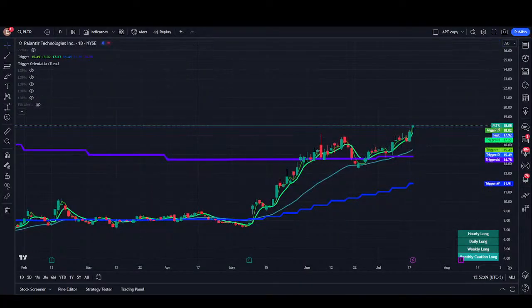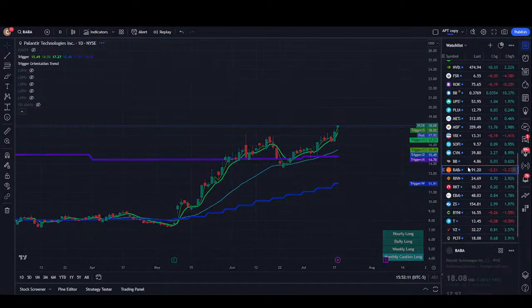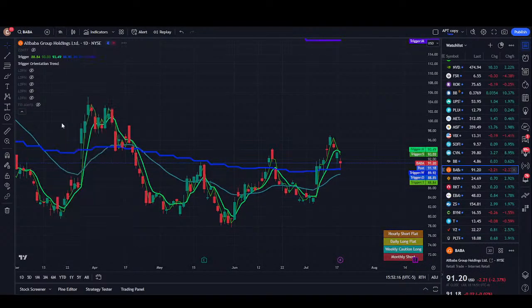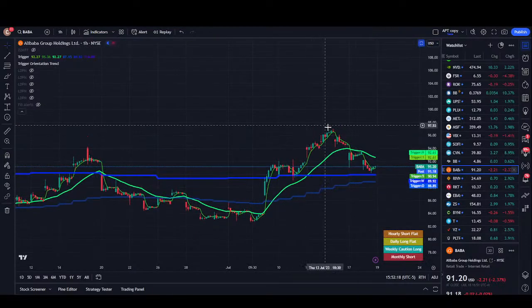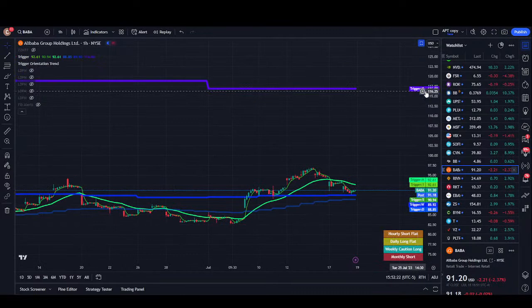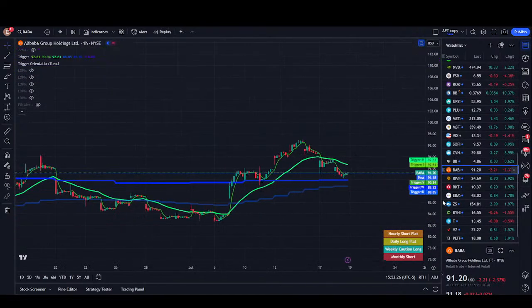So knowing what we now know with BABA, let's jump into the charts and see how we may want to trade this. So again, here's where the Voex spike happened and was shortly followed by downside. The monthly trigger is above at 116.88, and it looks like the daily trigger is pretty close to crossing.